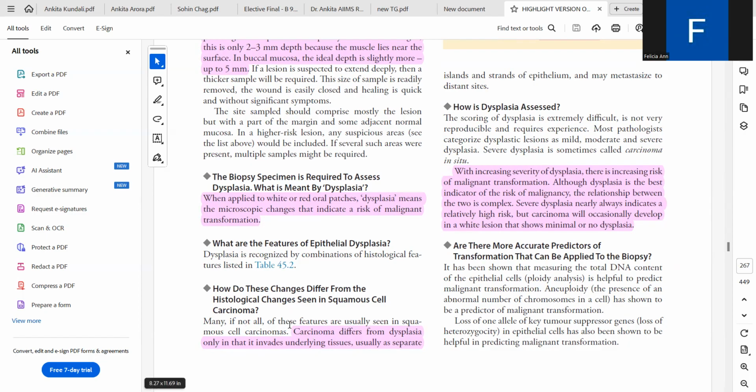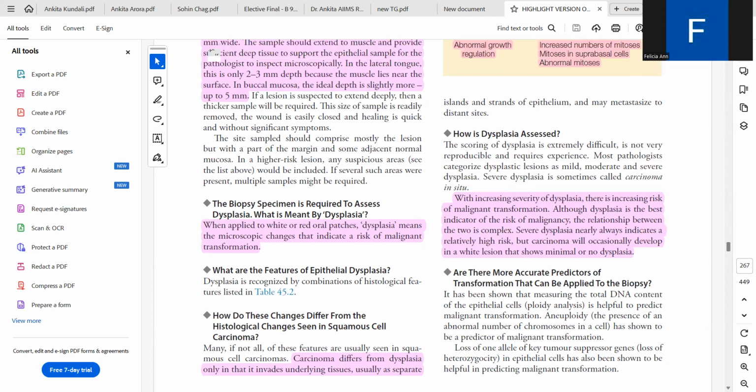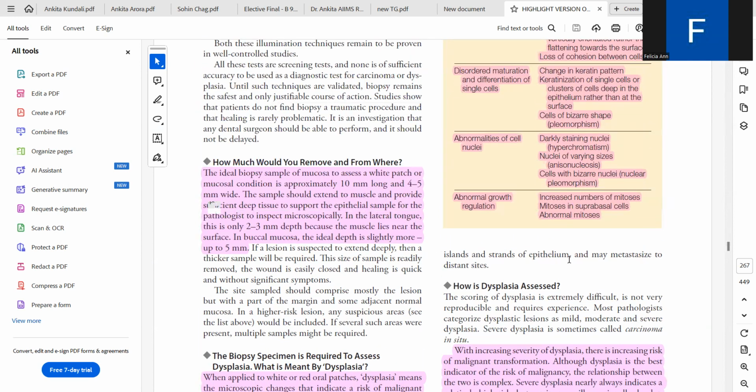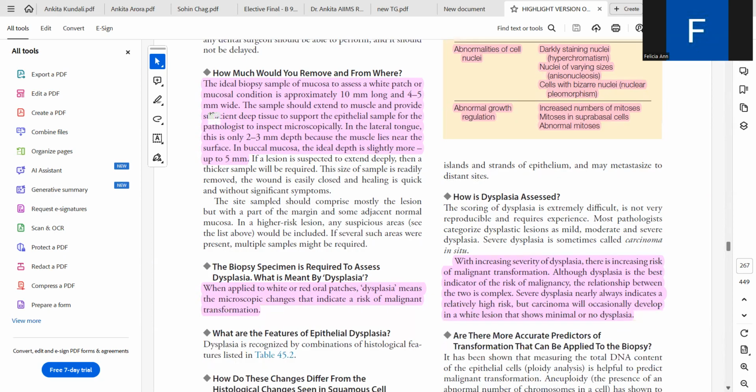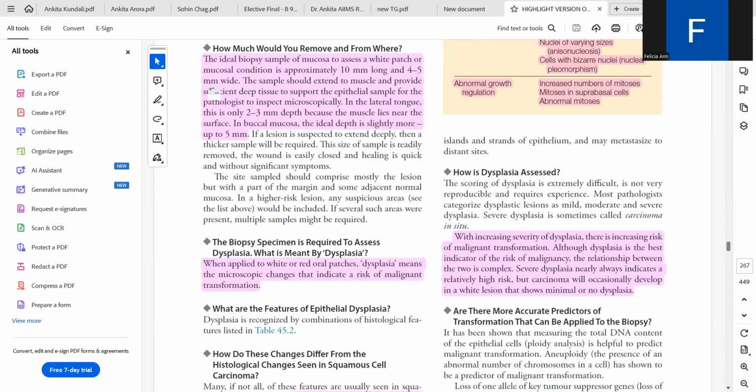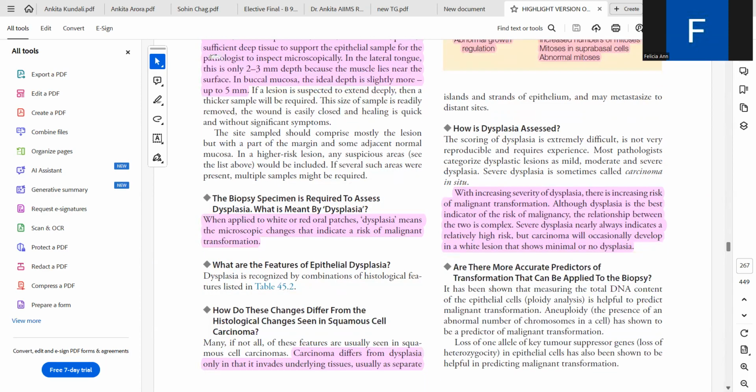Now, many, if not all of these features are usually seen in squamous cell carcinomas. Carcinoma differs from dysplasia only in that it invades underlying tissues, usually as separate islands and strands of epithelium, and may metastasize to distant sites. So when metastasis is seen, it is definitely squamous cell carcinoma, and there would be different dysplastic tissue islands underlying, invading the deeper tissues. How is dysplasia assessed?